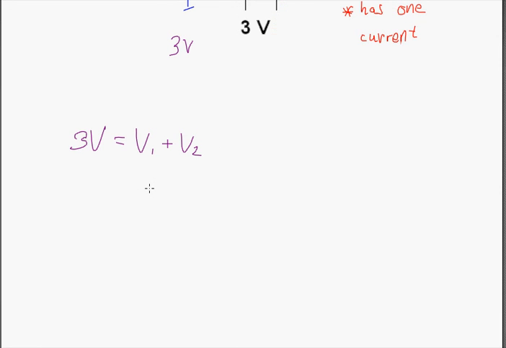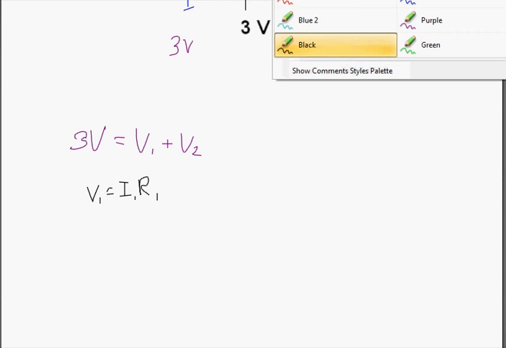So now, V1, well, that's the same as, I can use this formula. I can say V equals I R. And that's Ohm's law. And you can say V1 equals I1 R1. And that's the voltage lost to resistor 1 equals the current through resistor 1 multiplied by the value of resistor 1. Okay, so let me actually just write that out because that's pretty important.